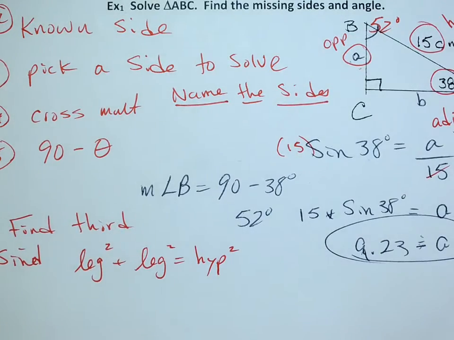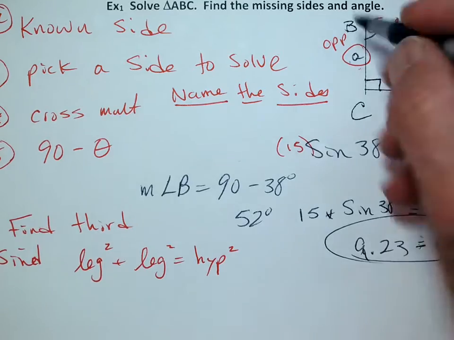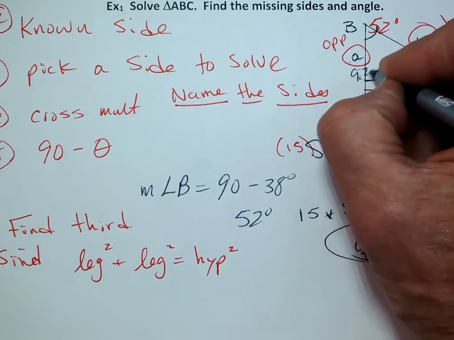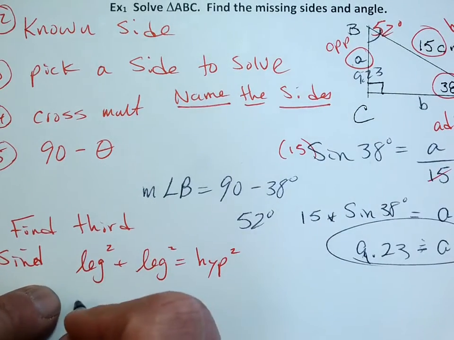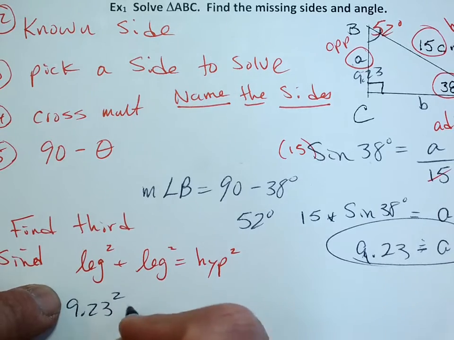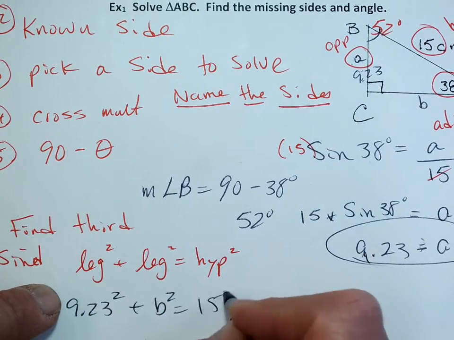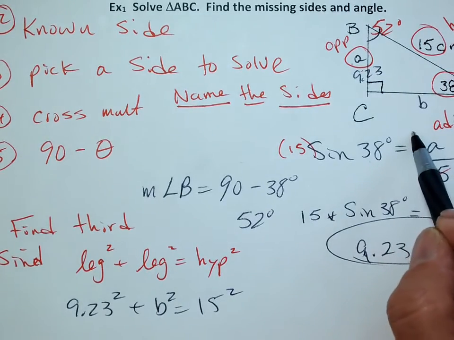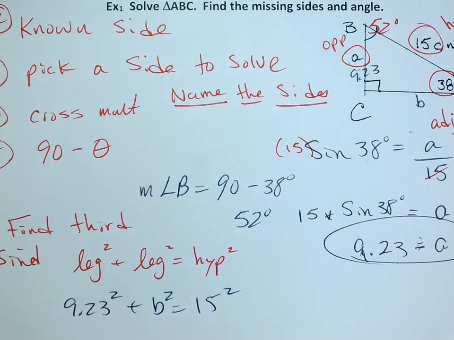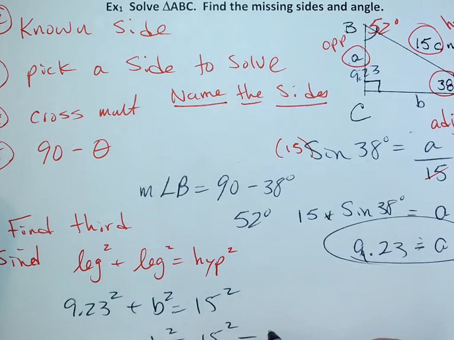So in my example, because I know that this side is 9.23, I'm going to go, okay, 9.23 squared plus b squared equals 15 squared. I could have also used cosine. I actually like cosine better. B squared is equal to 15 squared minus 9.23 squared, right?